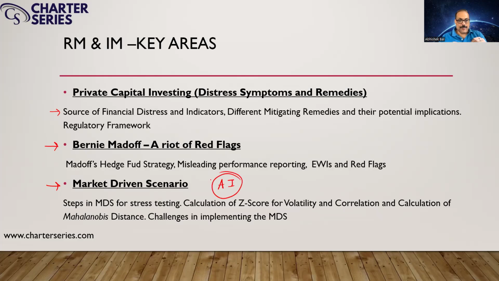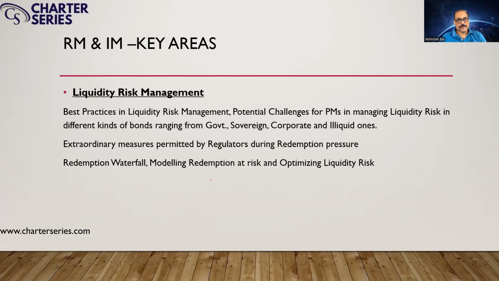So what are the key topic areas? What are the key learning outcome statements here? I believe the steps in the market-driven scenario are: first, stress testing; calculation of the Z-score for volatility and correlation; calculation of something called Mahalanobis distance; and challenges in implementing the market-driven scenario.